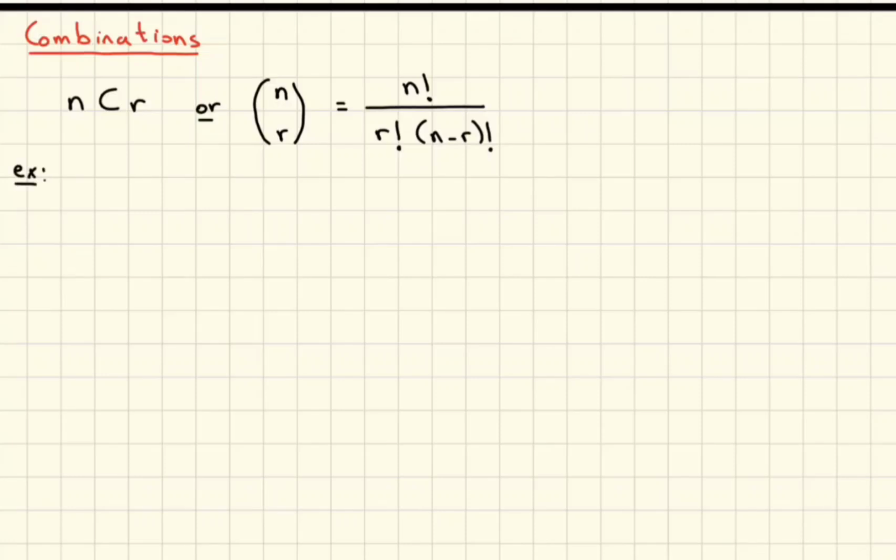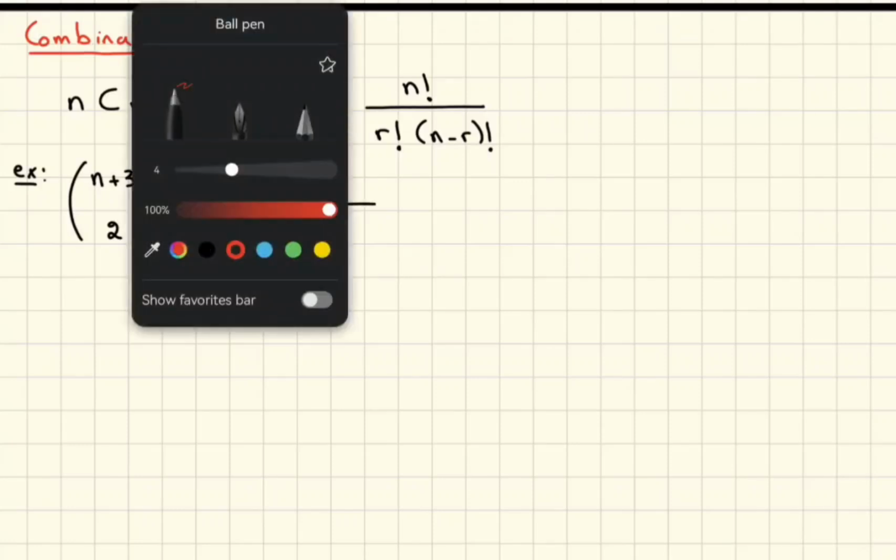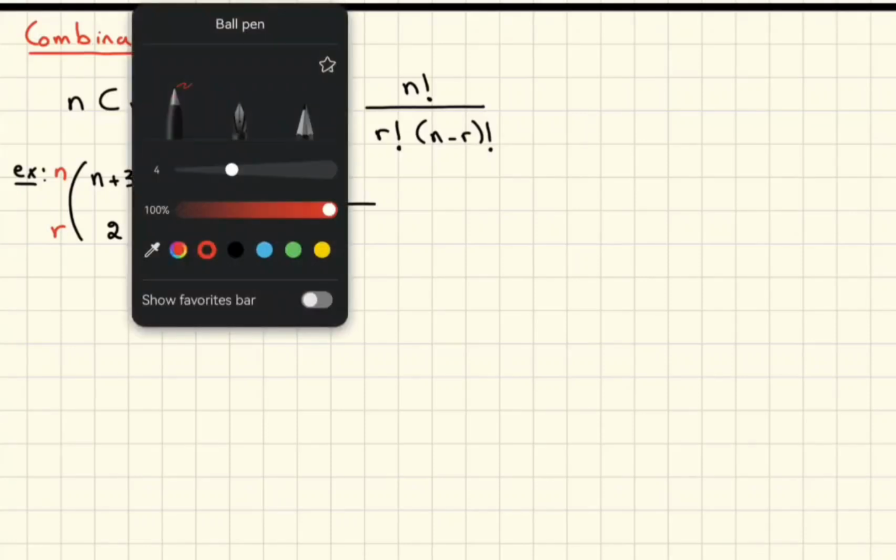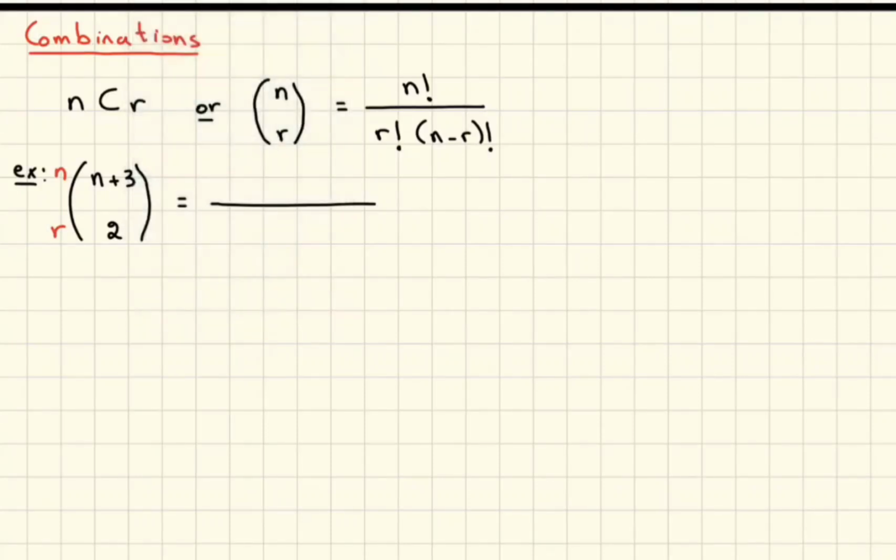Now, how to simplify an expression that has a combination? So let's look at, for example, find the combination of n plus 3 and 2. So (n+3)C2. I will apply the rule by doing the following. So this is my n, this is my r. So we're going back to the rule, which is n factorial. Instead of n, I have n plus 3.